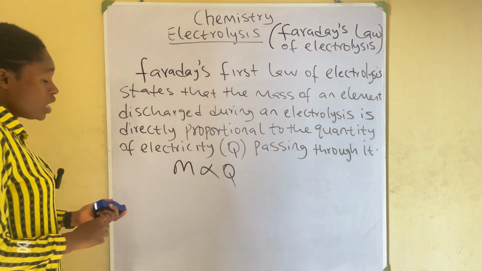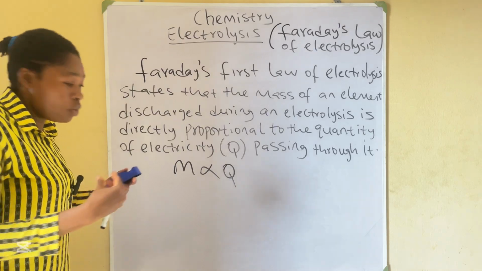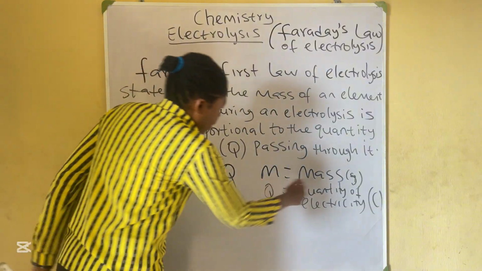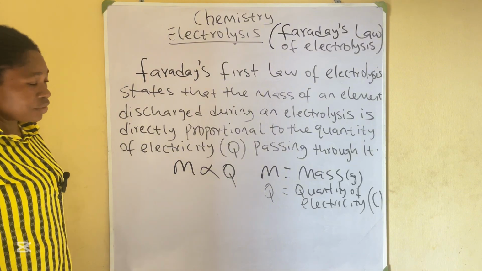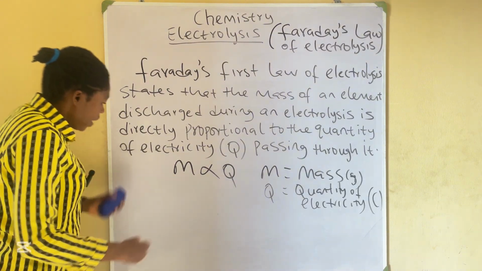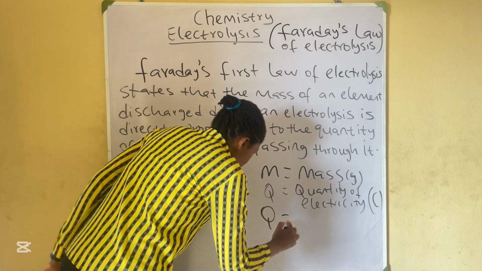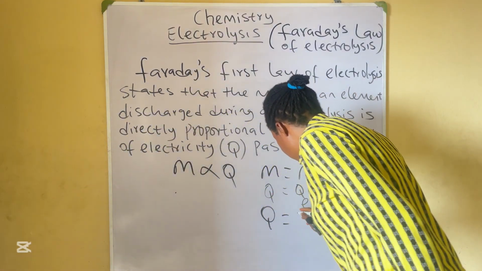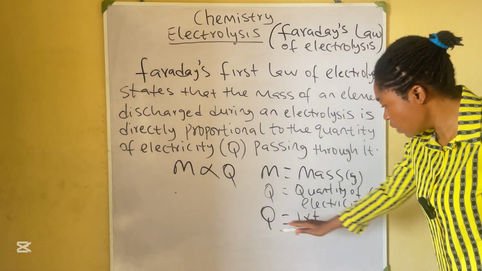So it means that as the quantity of electricity increases, the mass of element deposited will also increase. M is mass in grams, and the quantity of electricity is in coulombs. Q is equal to current times time. Current times time is the quantity of electricity.